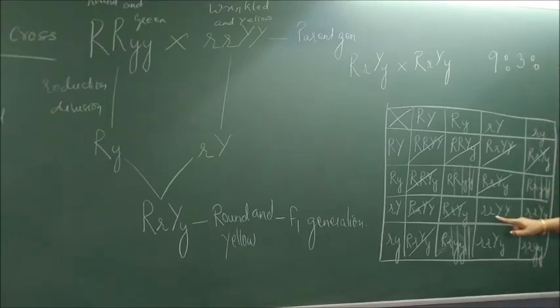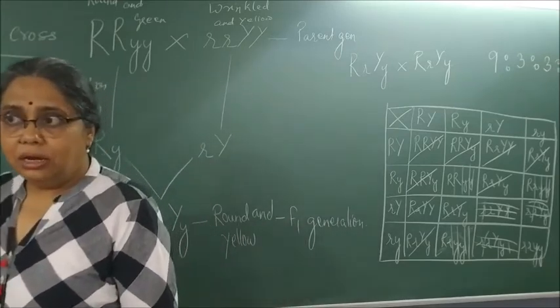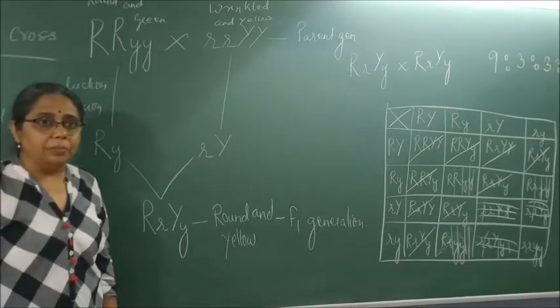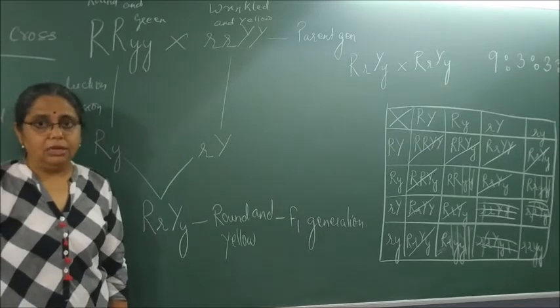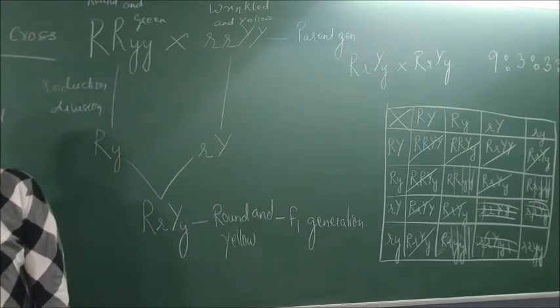Wrinkled and yellow. Okay, so see, wrinkled and yellow, and wrinkled and yellow. So this is also wrinkled and yellow. Now the last one is what? Wrinkled and green. So our dihybrid ratio is 9:3:3:1, where 9 plants are round and yellow, 3 plants are round and green, 3 plants are wrinkled and yellow, and 1 plant is wrinkled and green.